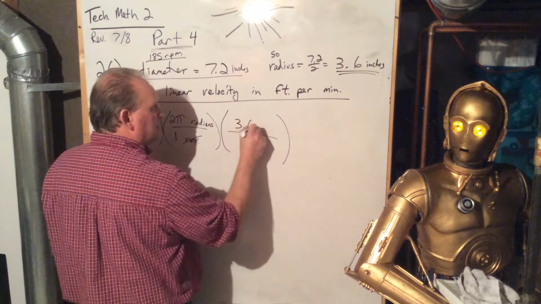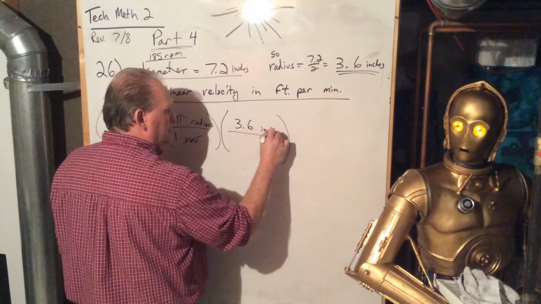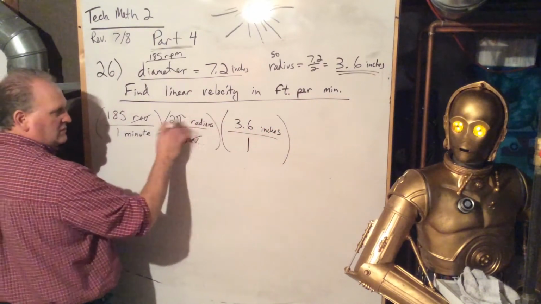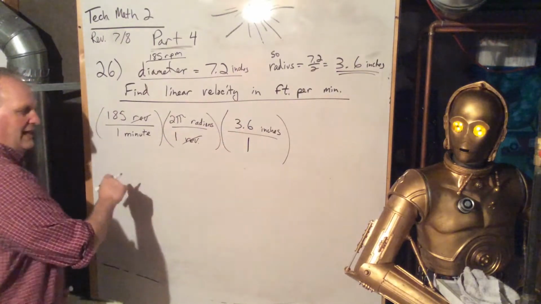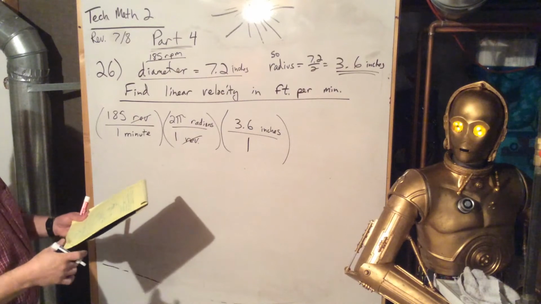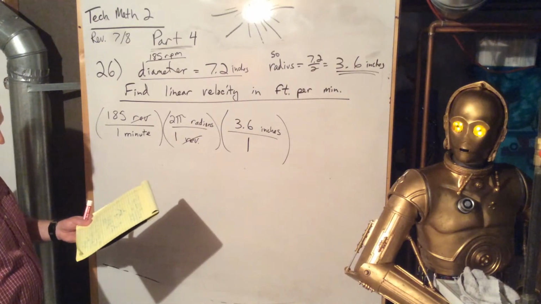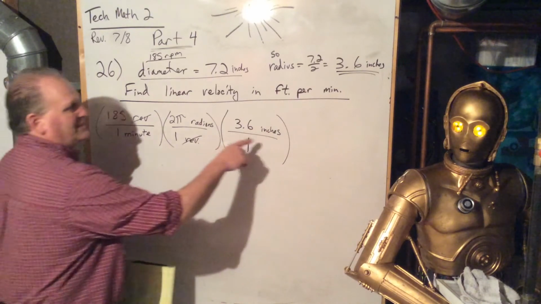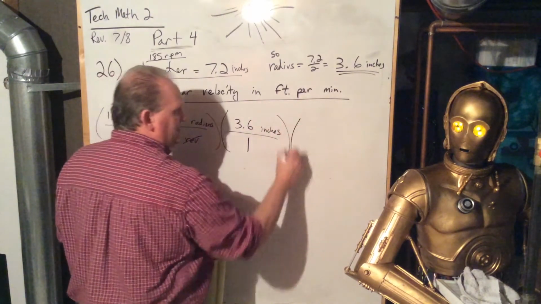So 3.6 inches. And that's not going to be over, that's just going to be over 1. We're multiplying these to find the length that's left on the ground. All right. Now, one last problem. It's in inches, but they want it in feet. So that's kind of a jerk move.